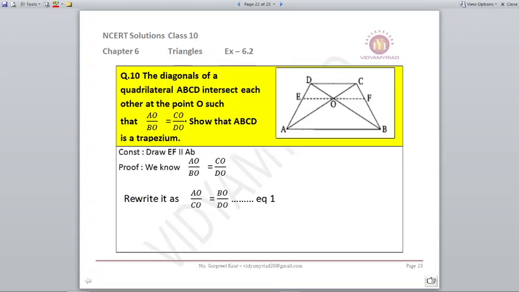The diagonals of a quadrilateral ABCD intersect each other at a point O such that AO upon BO is equal to CO upon DO. Show that ABCD is a trapezium. Now for a trapezium, it means one pair of opposite sides should be parallel. So what should we do now? We already know that AO upon BO is equal to CO upon DO. So I am going to rewrite this as AO upon CO is equal to BO upon DO, because AC will become a straight line. This becomes equation number 1.